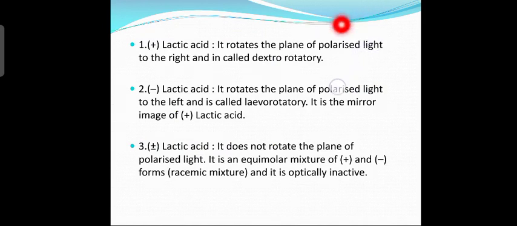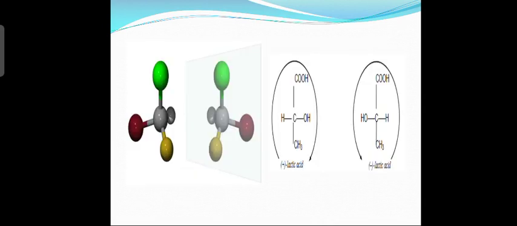Next slide. Plus lactic acid rotates the plane of polarized light to the right and is called dextrorotatory. Minus lactic acid rotates the plane of polarized light to the left and is called levorotatory. It is the mirror image of plus lactic acid. Plus or minus lactic acid does not rotate the plane of polarized light. It is an equimolar mixture of plus and minus forms and is optically inactive. Next slide.